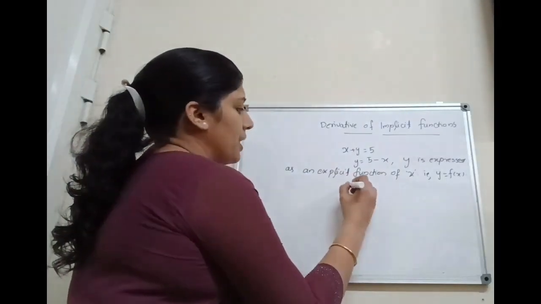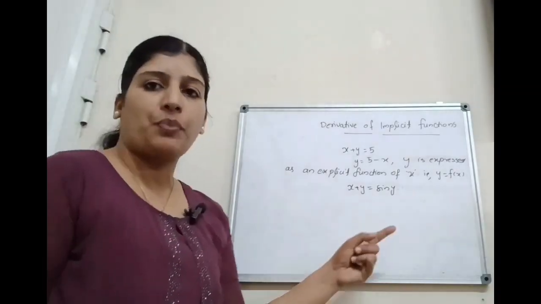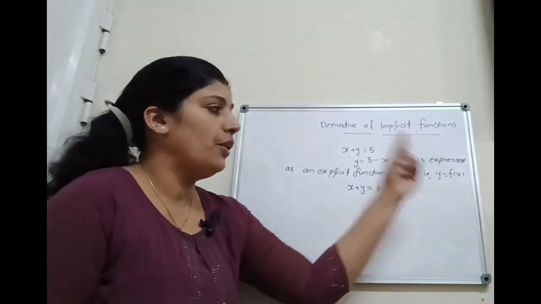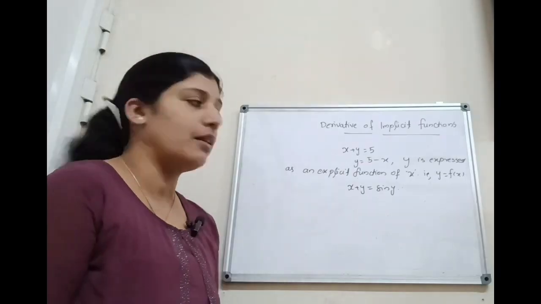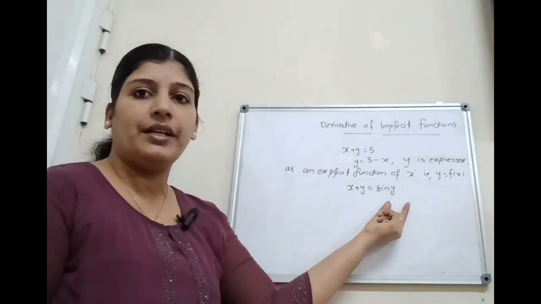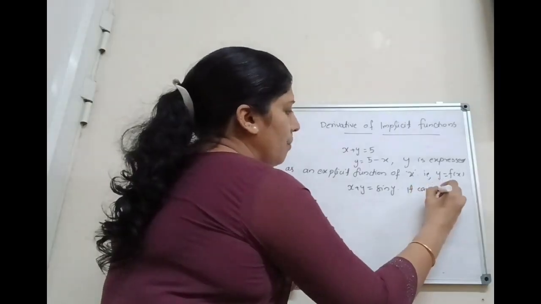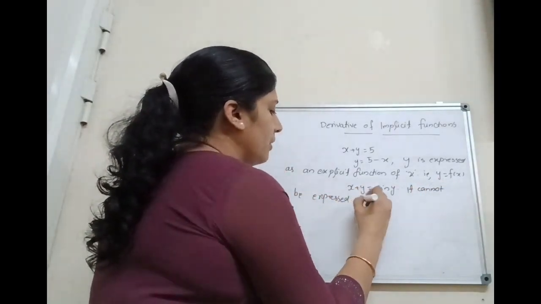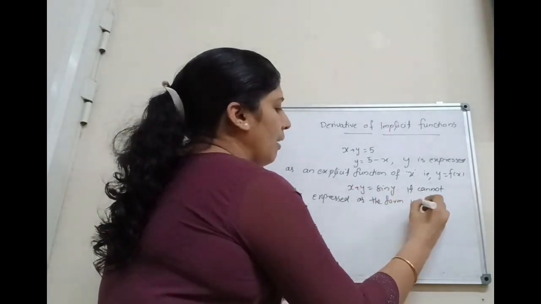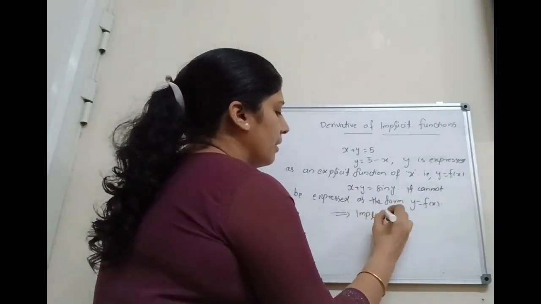Let us consider the function x plus y equal to sin y. Now here this function cannot be expressed in the form y equal to f of x. Therefore, this type of function is called an implicit function. That is, it cannot be expressed in the form y equal to f of x. This type of function is called the implicit function.